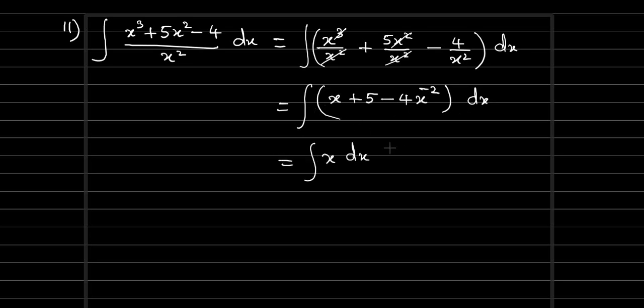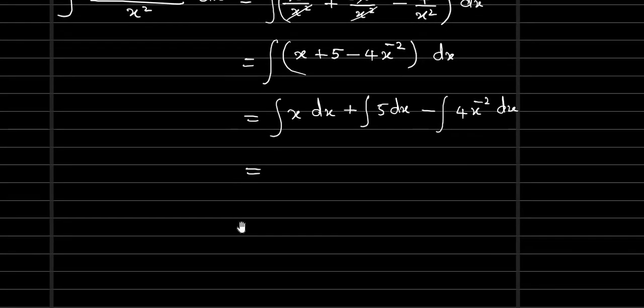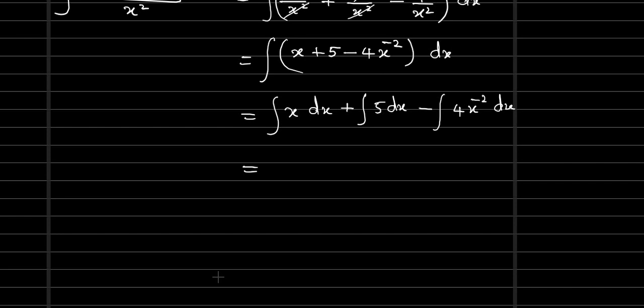Okay, so if you have terms, each term separately, we can proceed with the integration. So integral 5 dx, and next minus integral 4 x power minus 2 dx. So integral x is what? X power n formula: x power n plus 1 by n plus 1. So here we have a power 1, to the power we need to add plus 1, and the same power we need to repeat in the denominator.